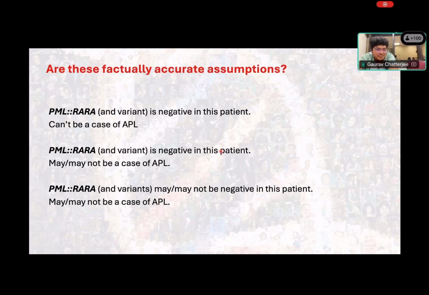What about you, Sayanto? Still a PML, or you think the PML is not possible because you have proven that PML-RARA is negative and RARA rearrangement is negative? Not quite sure, sir. Anyone else who wants to stick with your morphology, or you want to change based on the molecular result? Very fundamental point we are standing at now.